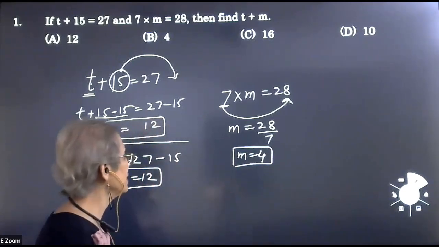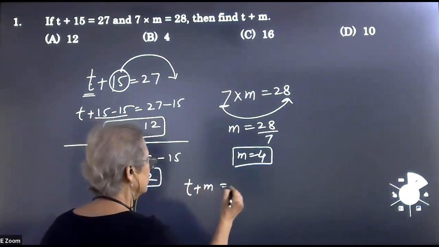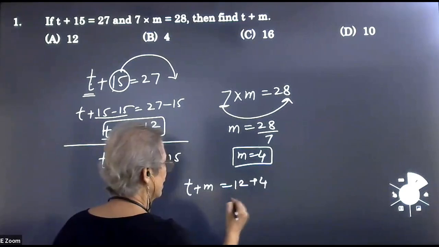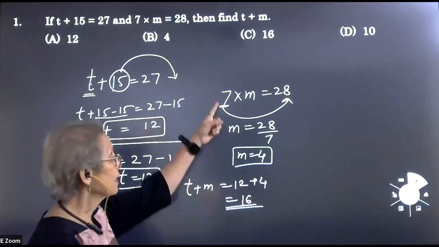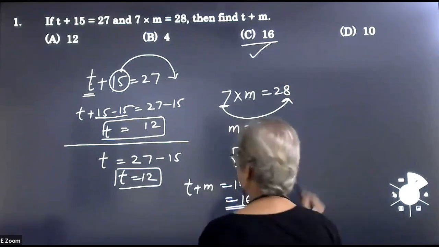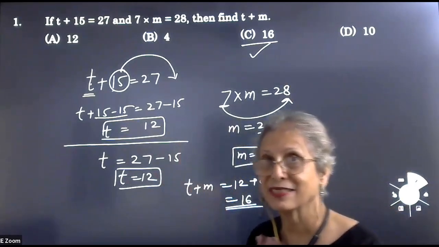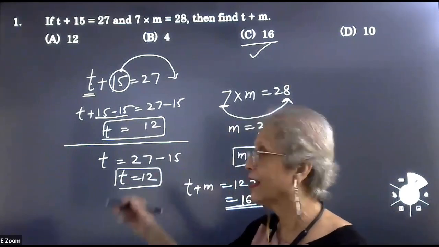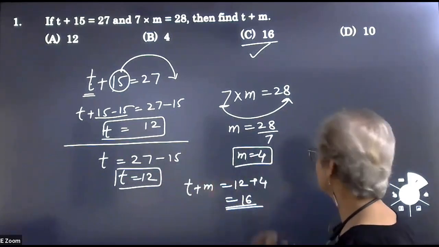So we got both the values, T and M. And let us simply add them. T plus M is equal to 12 plus 4. And that is equal to 16. So this is the answer. What is the option? Option C. This is the answer. Okay, so how we find the value of a letter, how we are using the letter, and then how to find the value of that letter, we have seen in this question.